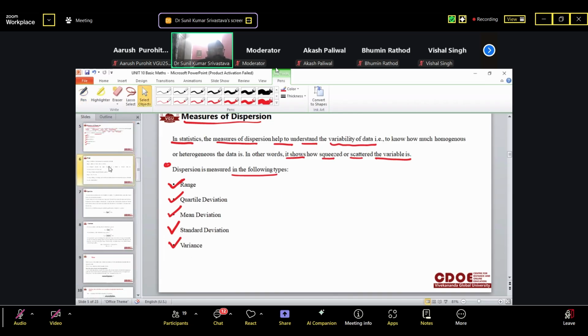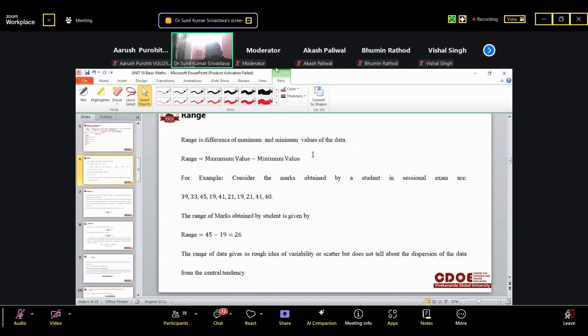Now moving further, we have to know what is the meaning of range. Its name always defines it. Range means the difference of the maximum and minimum value of the given data set. If any data set is given, we have to point out its maximum value and its minimum value, and the difference of those will be known as the range.